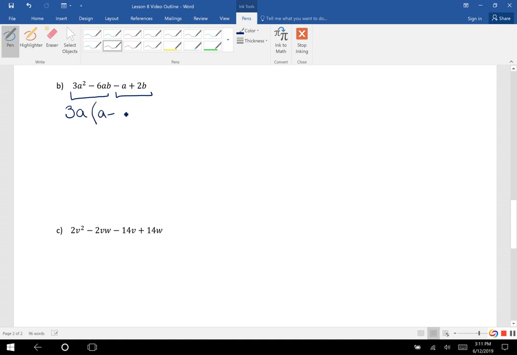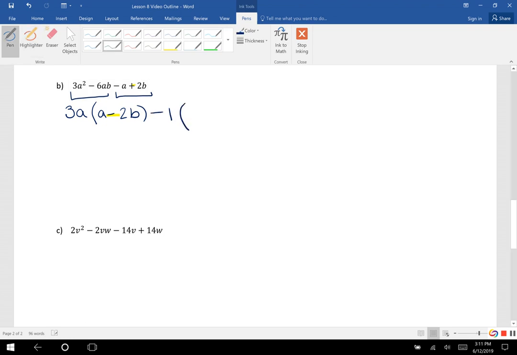In the second two terms, well, technically I can't take anything out. If that happens, you can always pull out a 1. Although I notice that I need the thing in the parentheses to be the same. I need it to be an A minus 2B. I need to change the signs here. And so what I'm going to do is actually pull out a negative 1.